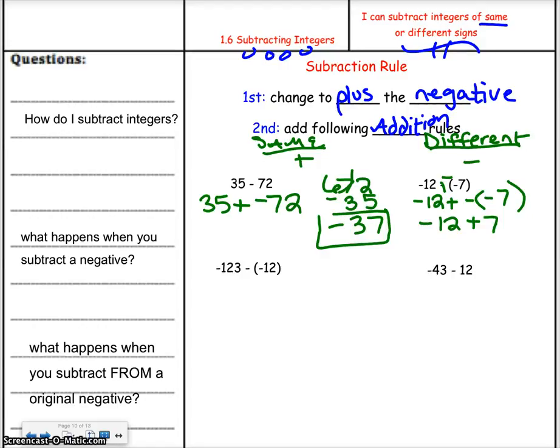Now you don't have to do this part. I just wanted to expose the true math behind it. You can turn it to just plus plus. That's what I personally do. Now they're different, a negative and a positive, so I'm going to subtract. 12 minus 7 is 5. I have more negatives.